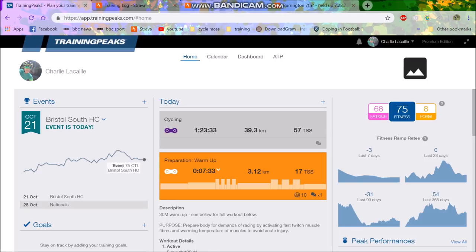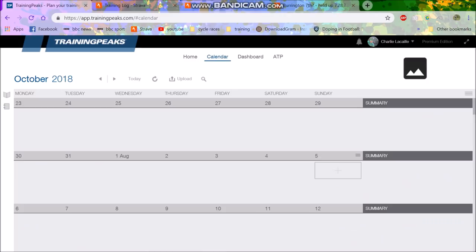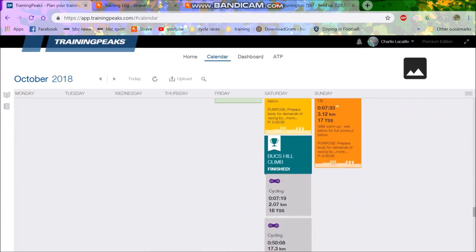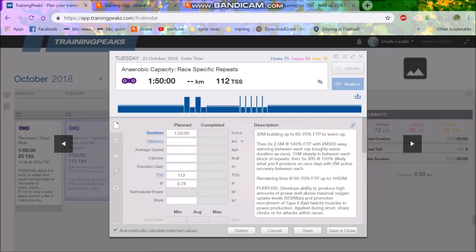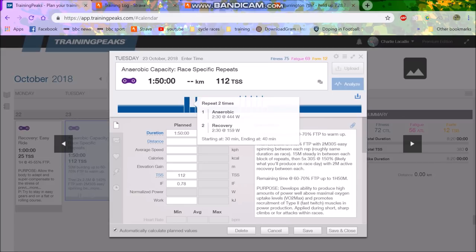But anyway, I'll just show you what's planned for next week. So you can see recovery ride, pretty easy. I've got some strength and conditioning I have to do on Monday as well. Then on Tuesday I'm basically doing full gas efforts, so 2:30 at 440 watts, so that's pretty much full gas, rest, and then another one.